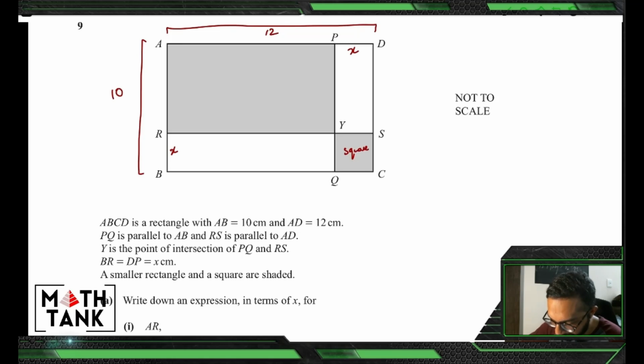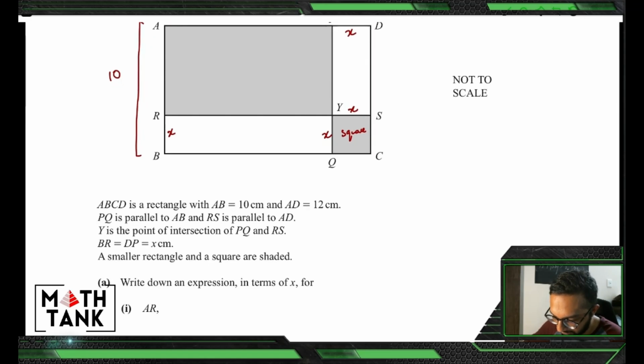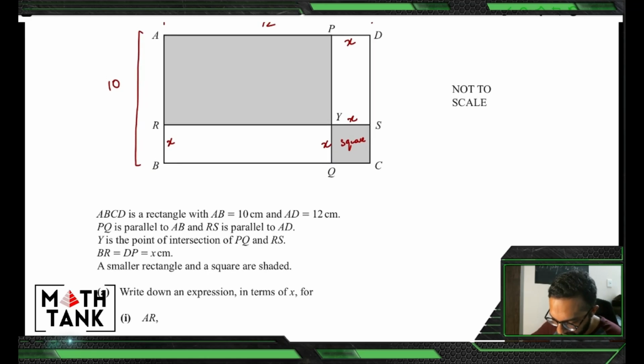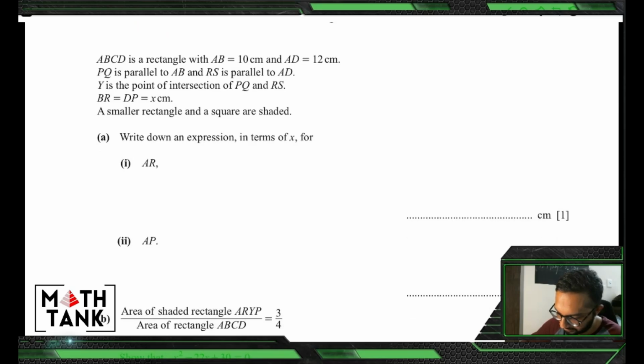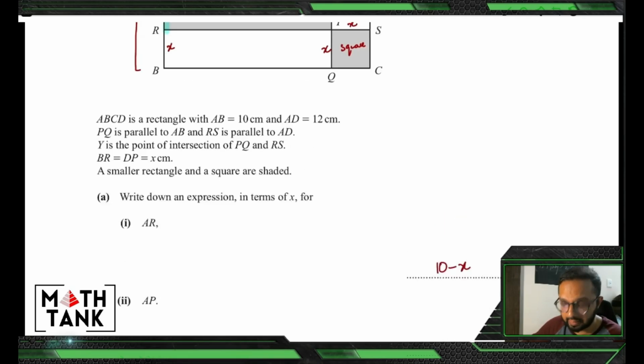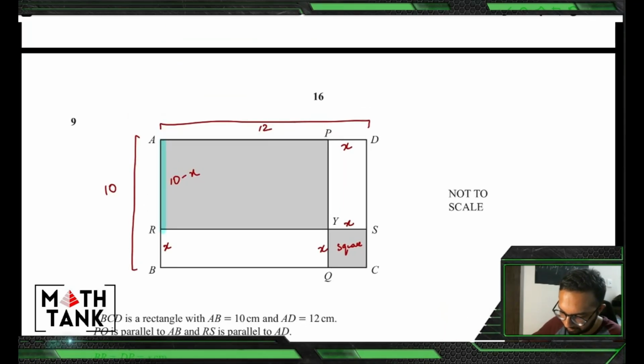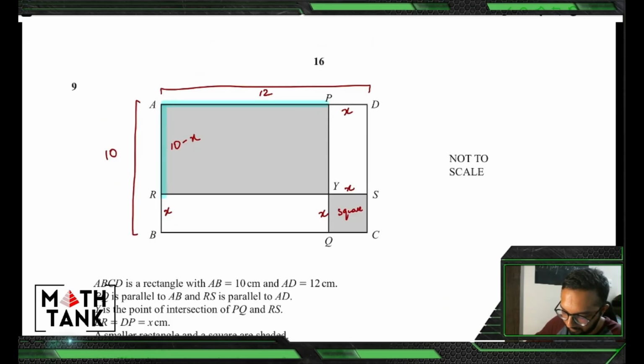So if that was X, this is also X, and this is also X, which means that I have the dimensions of the square. Write down an expression in terms of X for AR. Okay, so what's AR? AR is this one. So that's simply 10 minus X. I think that is simple. I can just go on and write that 10 minus X. Okay, what's the next one? AP. That's also simple. It's 12 minus X.